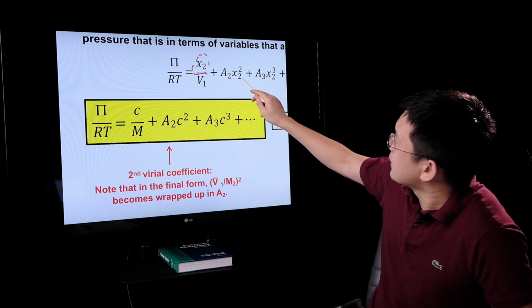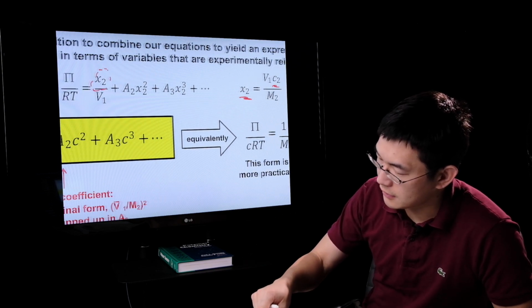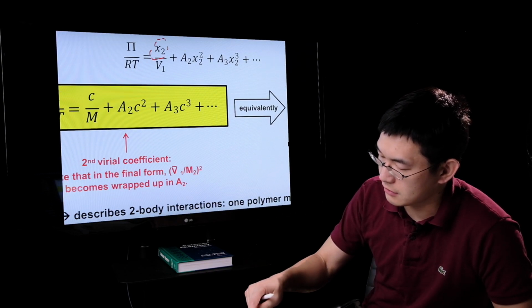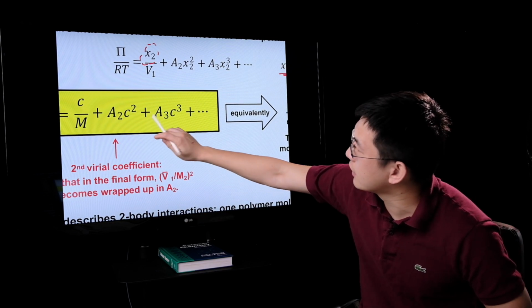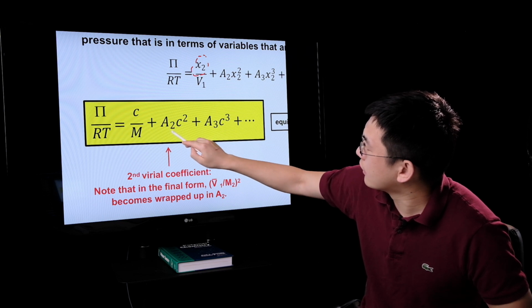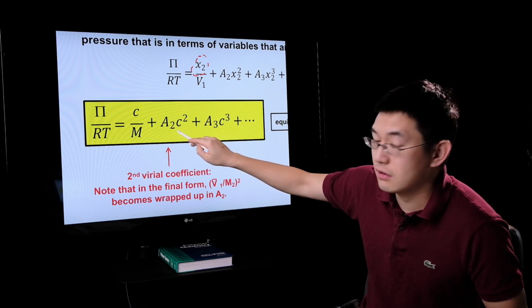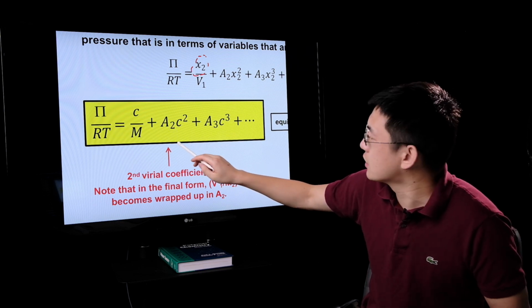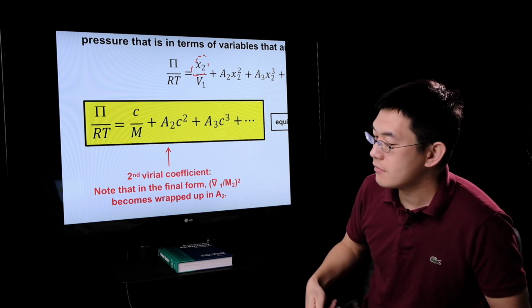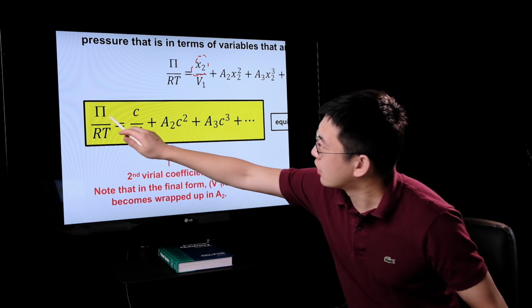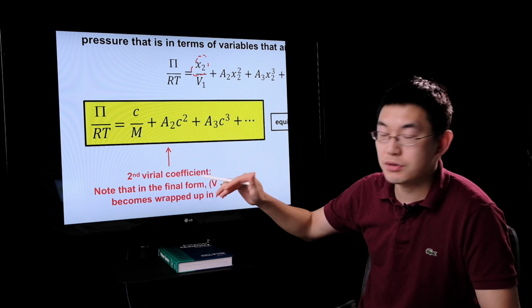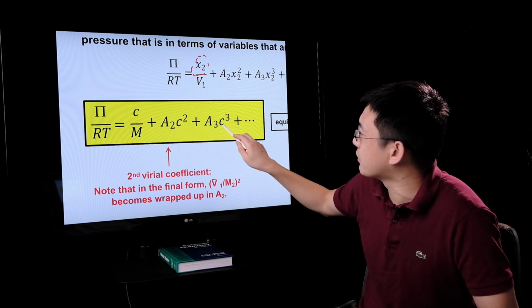If you replace these particular terms, you will see the V term can be cancelled out. So you no longer have any V terms in here. And additionally, we still have the second virial coefficient, defined as A2, and A3. So what this means is osmotic pressure will be dependent on the concentration. It's very clear. You have C everywhere.